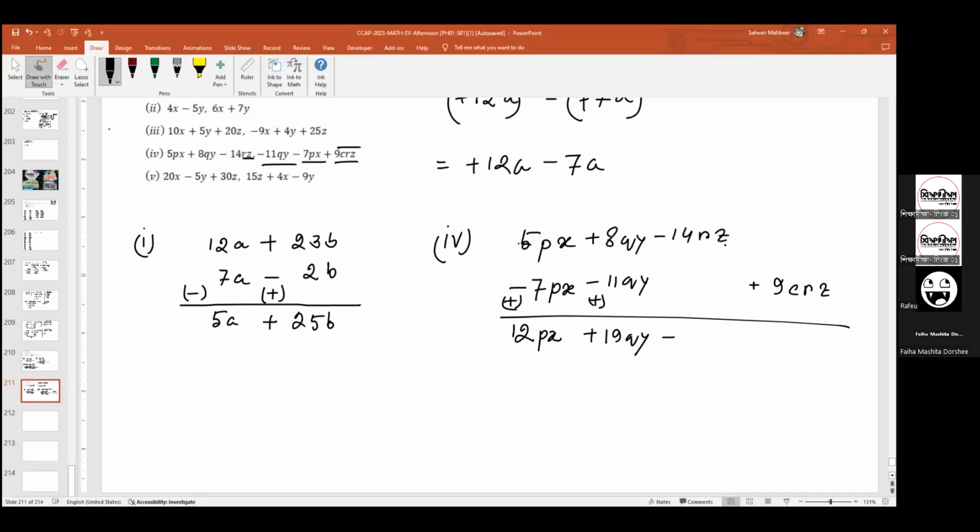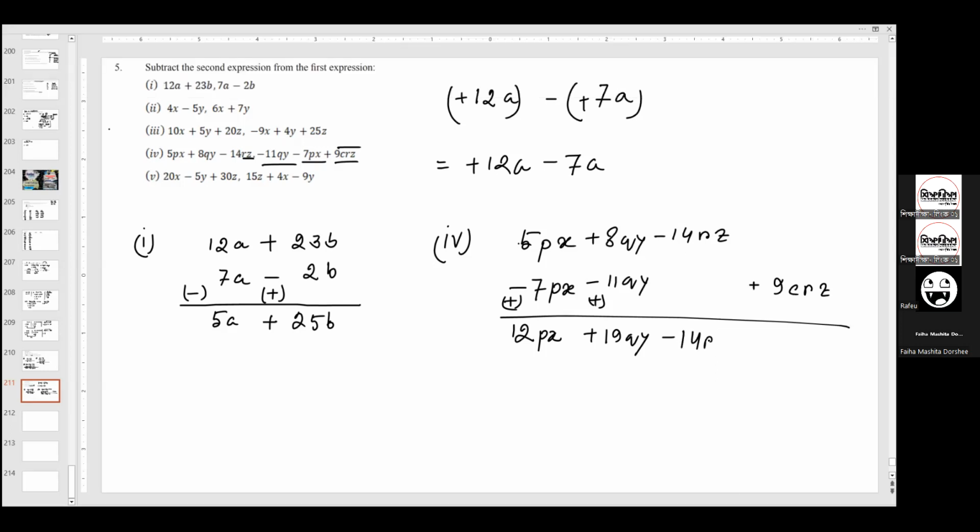As there is nothing to subtract from this minus 14rz, minus 14rz will remain the same, and the other doesn't have anything to subtract from, so the sign will be changed and it is going to be 9crz. বুঝতে পারছি? Yes, sir. That's how we can do it. So if any term is not similar in the expression we are subtracting, then the term will be written outside the line, right? এখন পারবে?